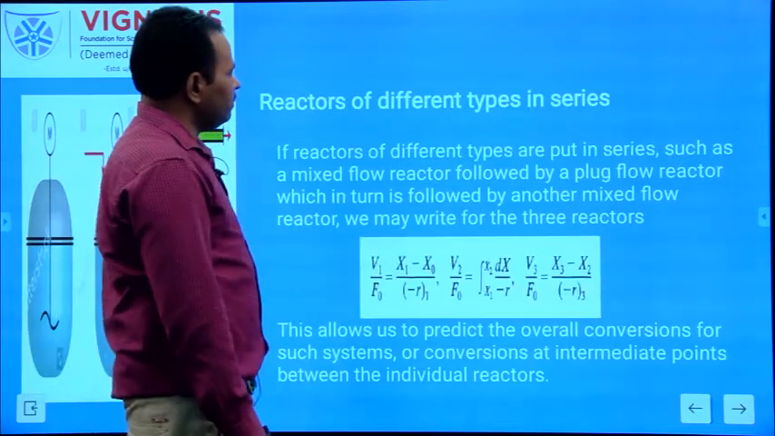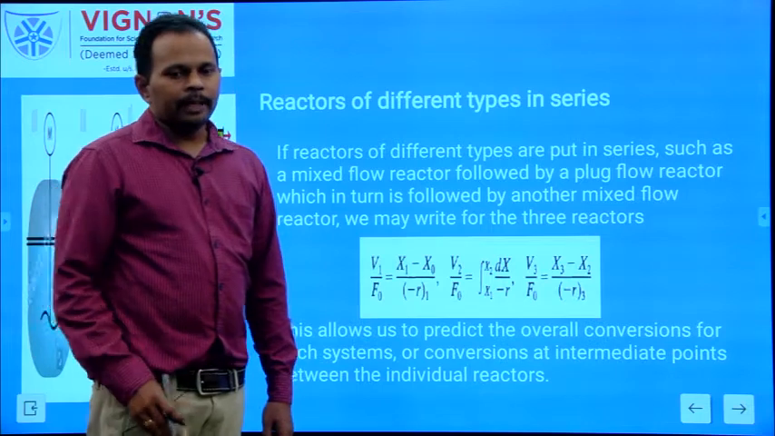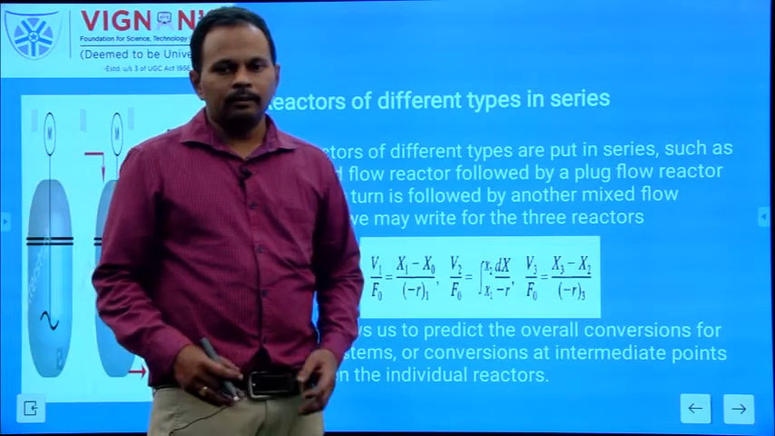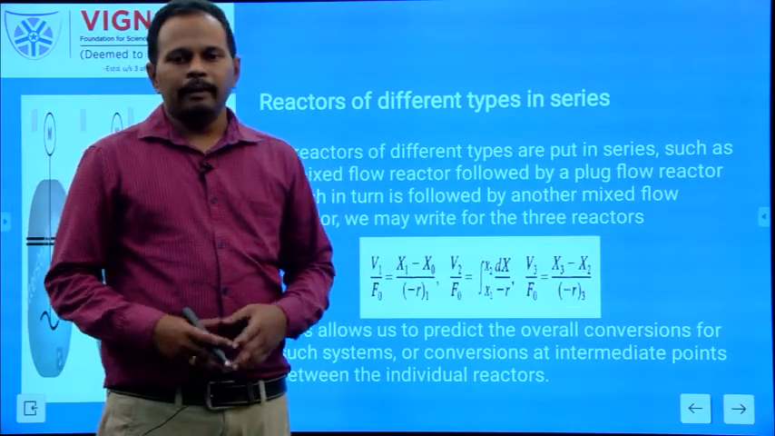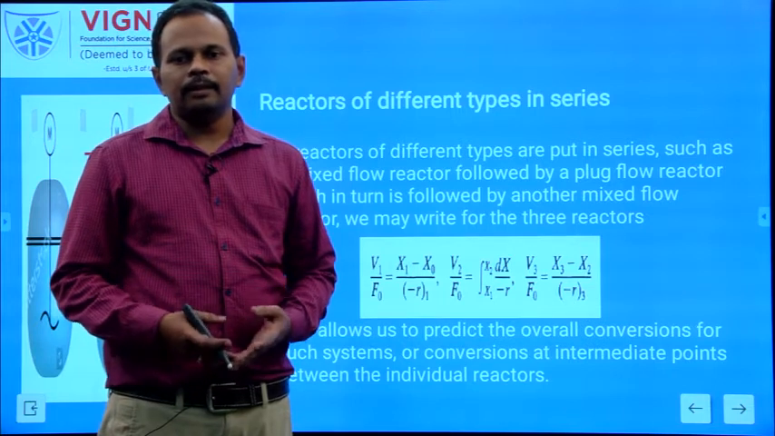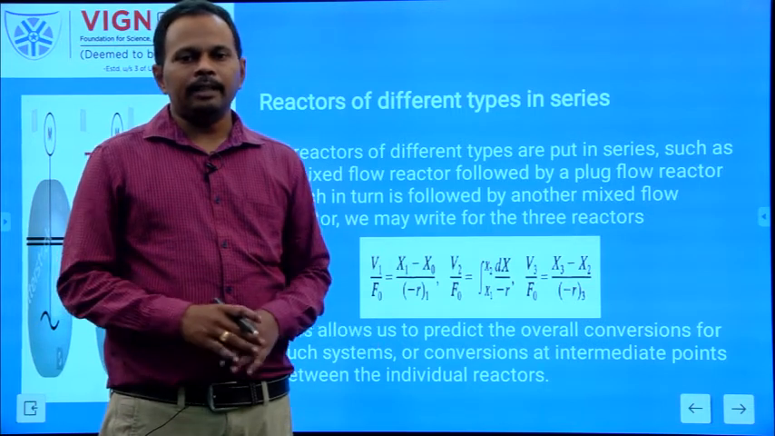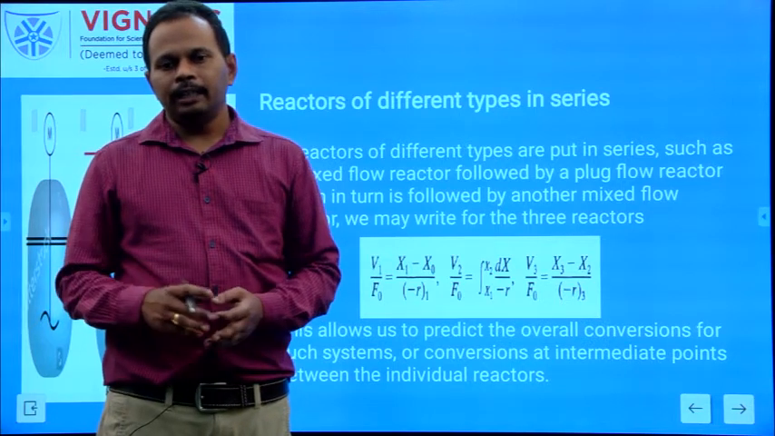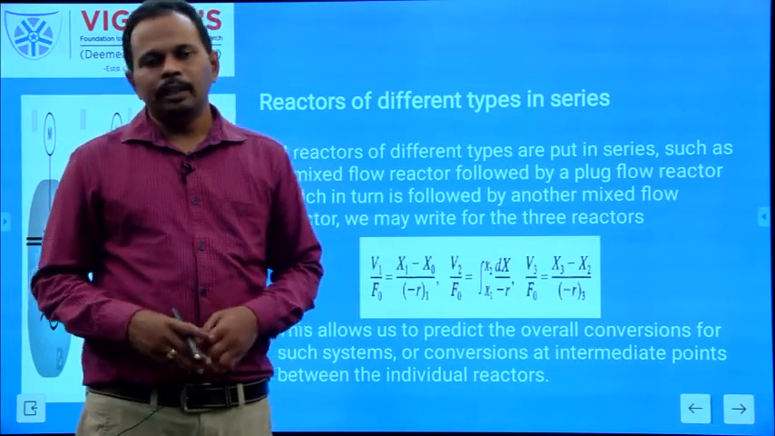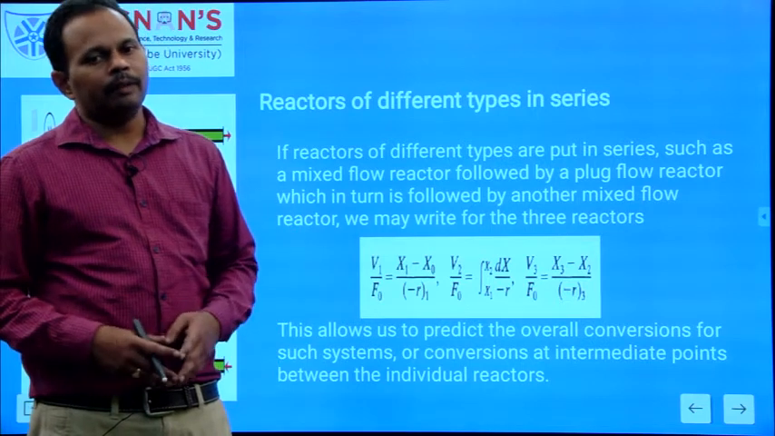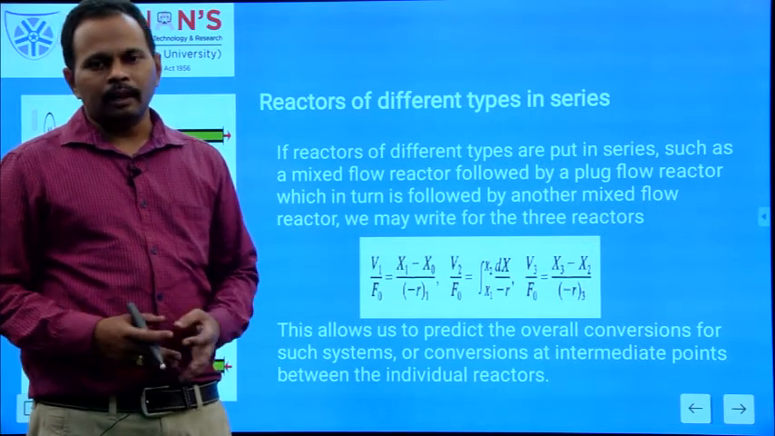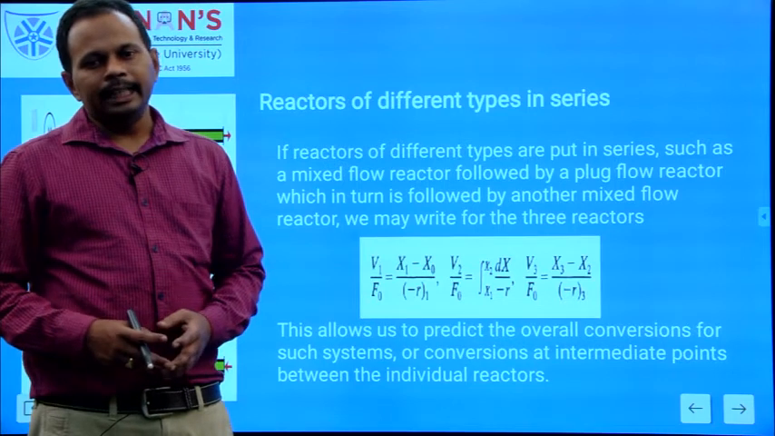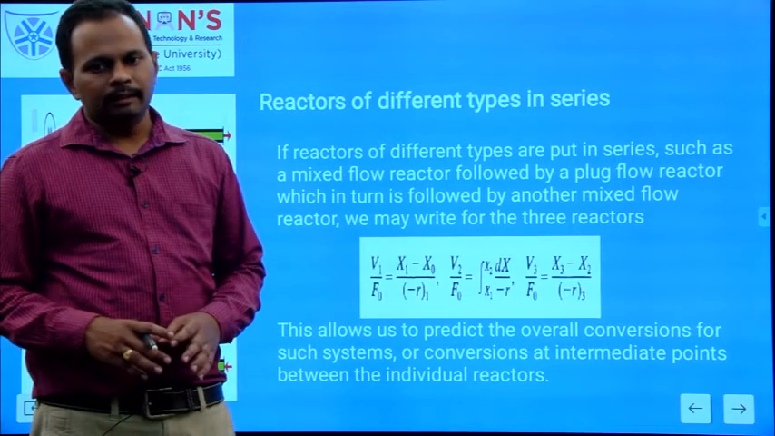Next one, reactors of different types in series. So sometimes you can have, earlier just now we had seen the MFRs in series, PFRs in series. Instead of this one, some different types of reactor in series. First one we can have the PFR followed by MFR, later followed by PFR. So whenever you can have the different types of reactor in series, how can we find out the overall conversion, or how can we find out the conversion at the intermediate points between these reactors?